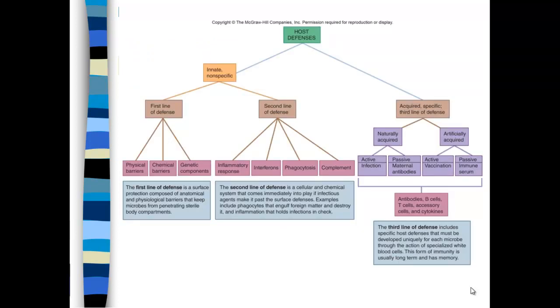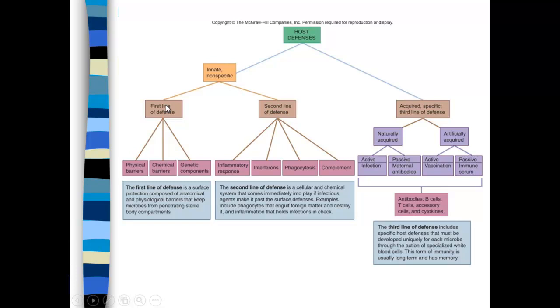Okay, so if we look at the three different lines of defense, you can see here we have host defenses, and there are two basic types of defenses. First is the innate nonspecific defense, right here. And then the second is the acquired specific line of defense. Now, the innate nonspecific line of defense is split into two different lines. The first line of defense and the second line of defense.